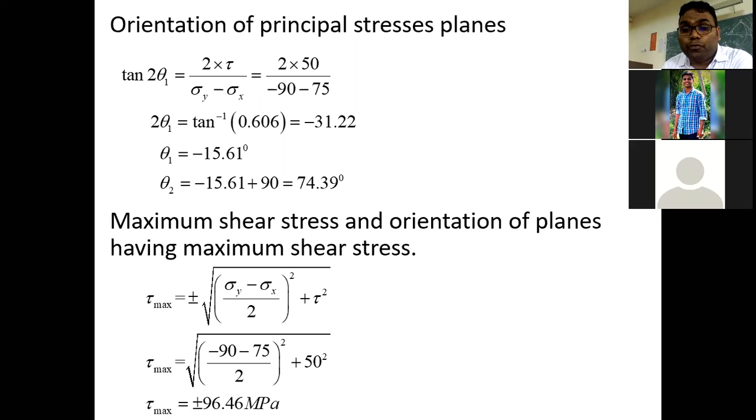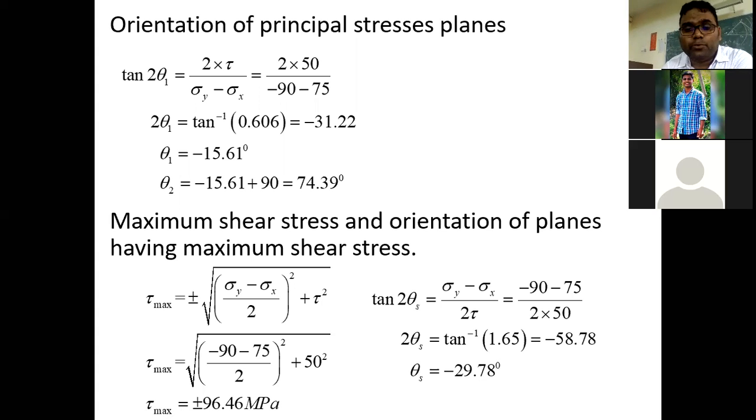Now the turn is to find out the angle where it is acting. The formula for the angle of the shear, to calculate the shear stress, is simply sigma y minus sigma x upon 2 tau. Just put all the respective values here, and we obtain 58.78, and just halve it, so 29.78 degrees.